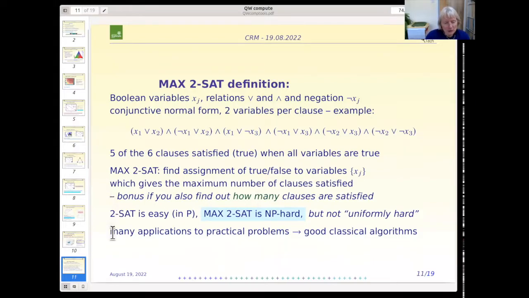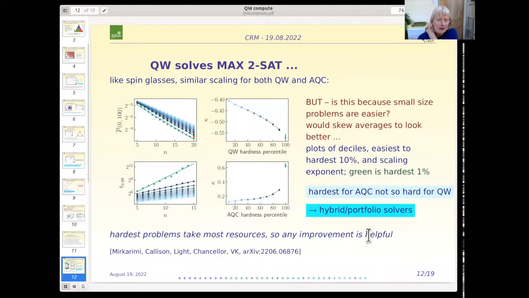The reason this is important is that there are many applications of practical problems that can be mapped to satisfiability, to Max-2SAT and related satisfiability problems. That's why such good classical algorithms have been developed. They have commercial applications in very diverse settings, and so there's a real incentive to get very good classical algorithms to solve the problems. Okay, so let's see what happens.